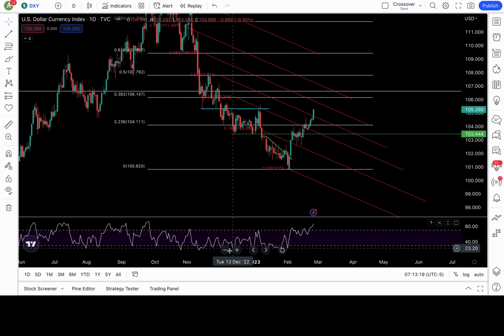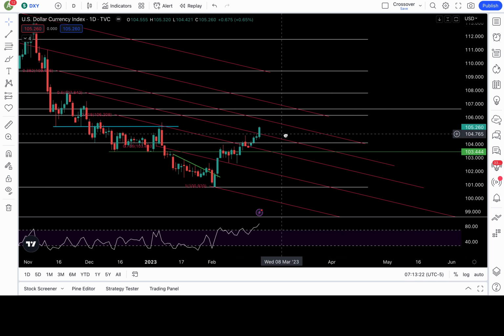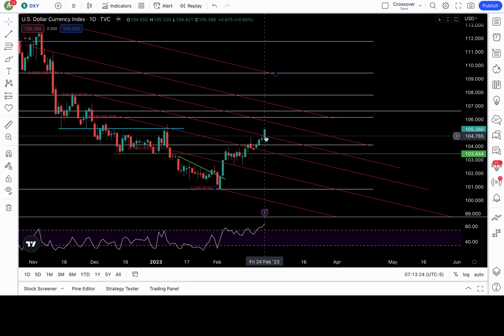DXY looking bullish. It managed to clear my Fibonacci channel line, and that level was at 104.7. So as long as above 104.7, this is bullish with 105.8 as the next target. And then I got 106.6, 107.2, 107.8, and a big level around 109.4. Stay bullish on the DXY as long as above 104.7. If it breaks back below that level, that's a false breakout, and false breakouts are bearish.